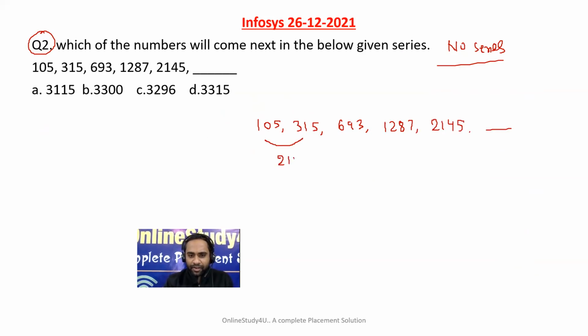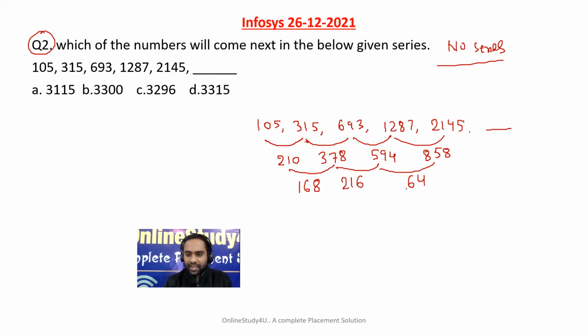For one number series question, there might be one or multiple solutions, multiple logics. So I am taking the difference here: 210, then 378, then 594, then 858. Then if we take the next differences, we get 168, 216, 264. Then if we take the difference again, 48, and again 48.